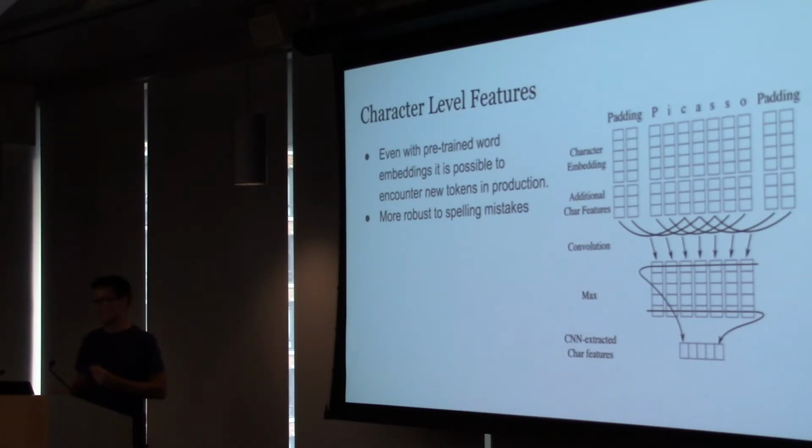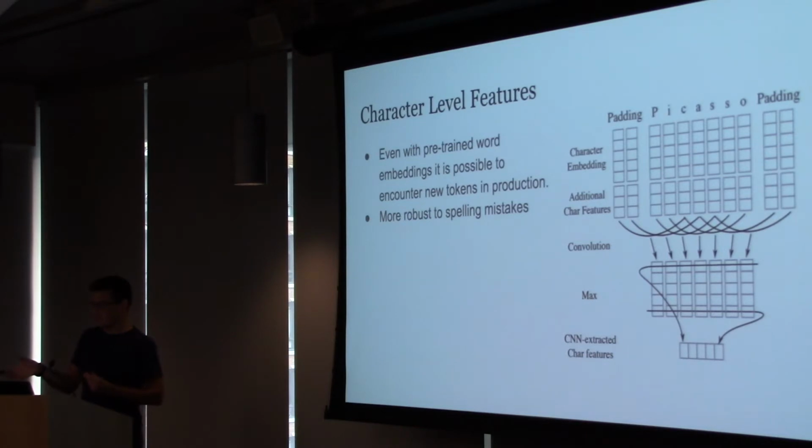Character level features we've seen benefits with as well. Even if you have a massive pre-trained word embedding library, it's still possible to encounter new words or new tokens in production. This is actually taken from a paper where they were building an entity recognition model.